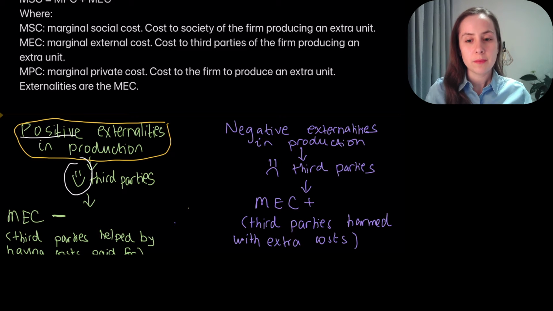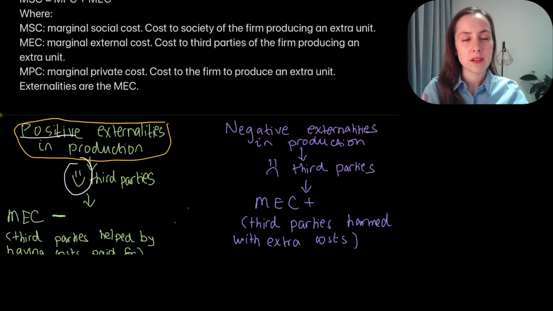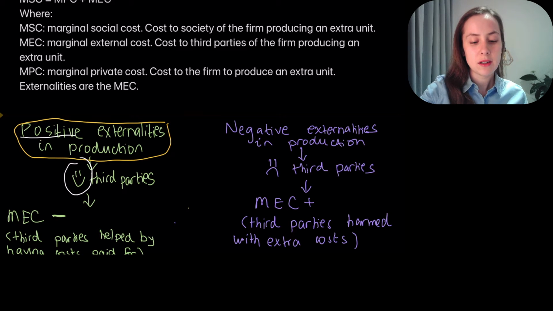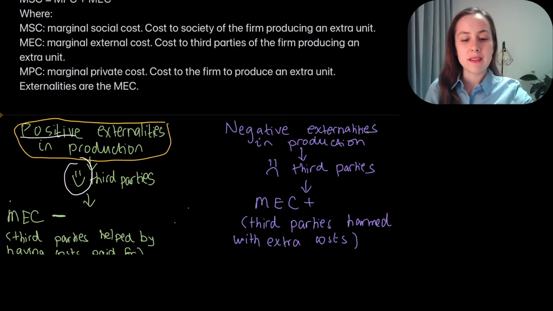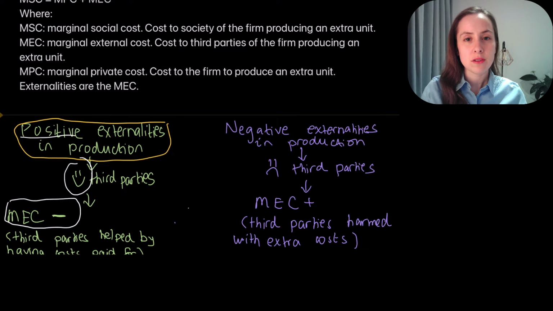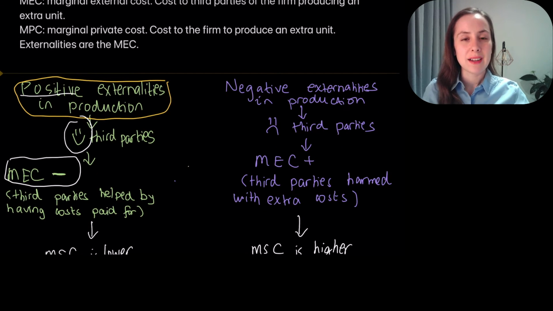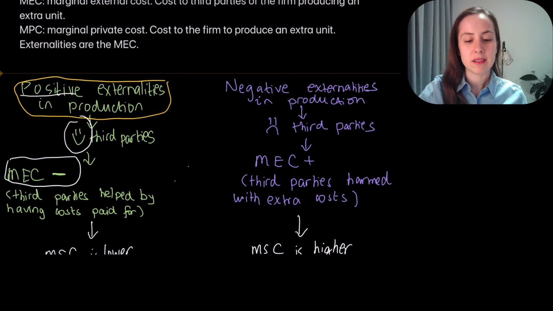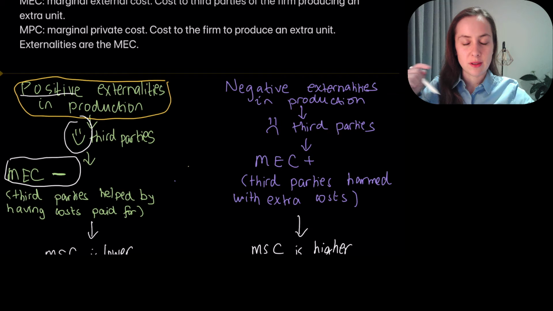So instead, how we communicate that third parties are being helped, we can use a negative sign. Third parties are having their costs reduced. They've had help. They've benefited as a result of the firm producing the good or service. Sometimes this is called an external benefit, but I'm going to call it, for the purpose of this video, since it links nicer to the equation, marginal external cost with a negative sign.